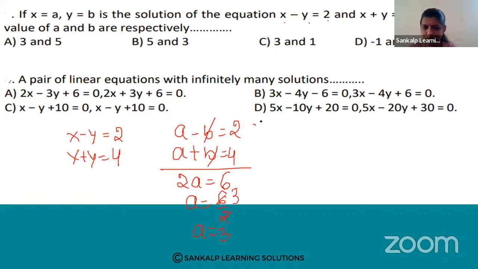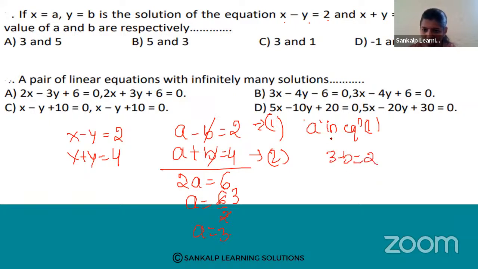And substitute in equation number 1 or 2. So equation number 1, substitute the value of A in equation number 1. What you will get? 3 minus B equal to 2. So transfer this 3 to this side. You will get minus B is equal to 2 minus 3. Same as before. Minus 1, minus minus will get cancelled. B is equal to 1. So you will get two values. That is A is equal to 3 and B is equal to 1. So 3 and 1. So option C is right.